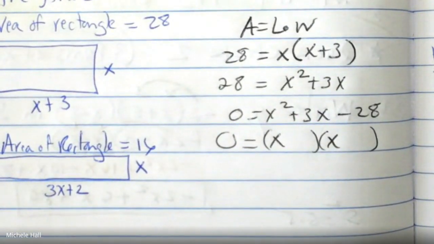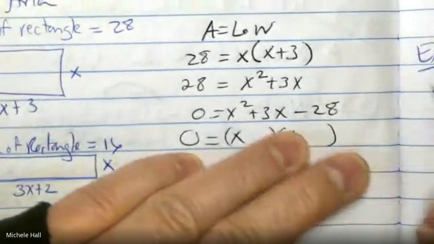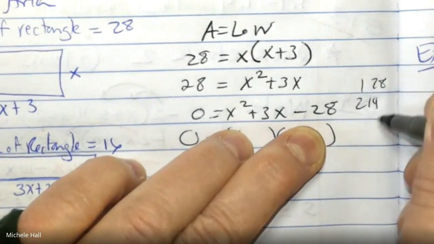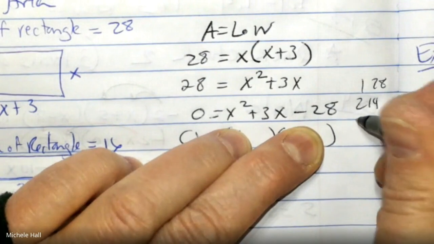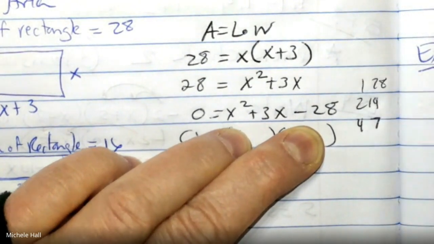What I need is factors of 28. They're going to add to 3. I got 1 and 28, 2 and 14, 4 and 7. I'm back around on the other side.